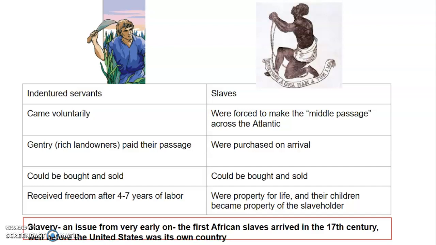Something that distinguishes the type of slavery that is found in America, eventually the United States, from slavery that you might find in other places historically is that a slave was considered someone's property for life, and even their children became the property of the slaveholder. So that is what we call chattel slavery, where the slave is viewed purely on legal grounds as someone's property, so that even their children become that person's property. So it's obviously a pretty terrible system, and it's existed since the 17th century.